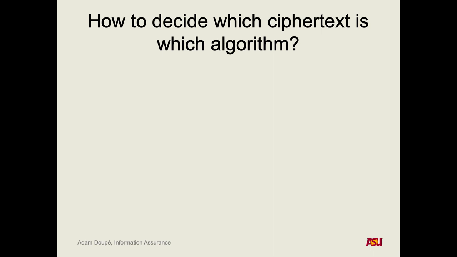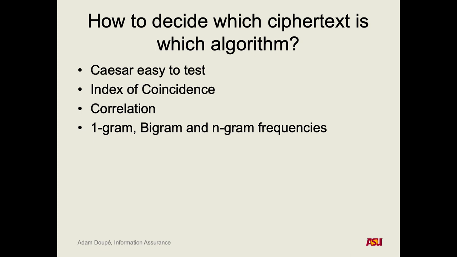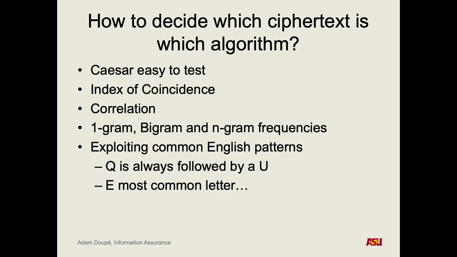So if we know it's a substitution cipher, how do we go further to determine Caesar versus Vigenere? Exactly, we can easily test a Caesar cipher, or even just brute force a Caesar cipher and see if that works. If it doesn't, it's not a Caesar cipher. We could use the index of coincidence, we can use correlation, we can use our statistical analysis, we can look at the frequencies. So these are all different ways that we can use to try to determine what it is.